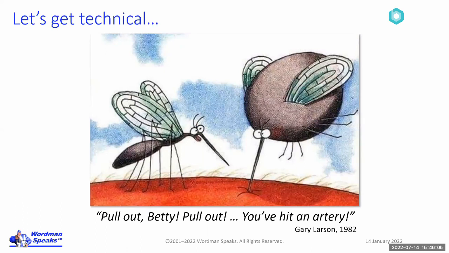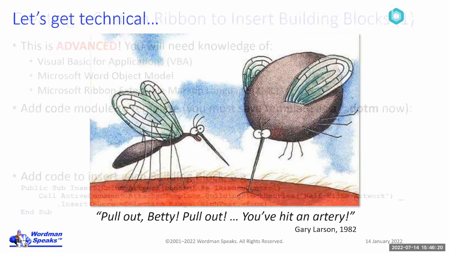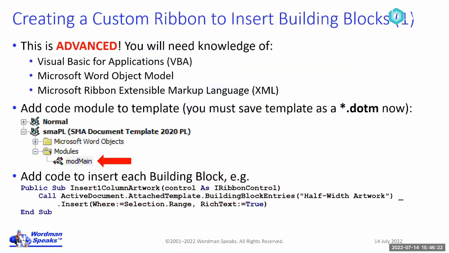So Word is a very complex program. It looks very simple to use, but once you get into using it, there are some pretty cool things you can do. And one of the things we're going to do is look at creating a custom ribbon where we can put our building blocks. So this is advanced. You'll need knowledge of VBA. You'll need to know how the Word object model works. You'll need to understand how to create ribbons using extensible markup language on the ribbon.